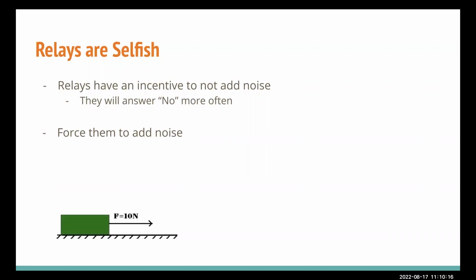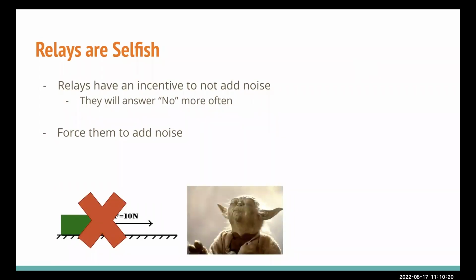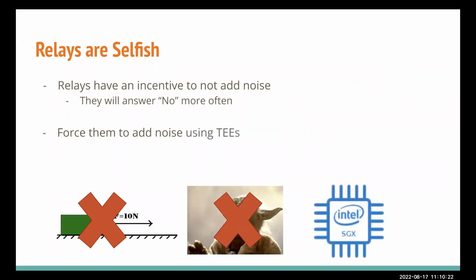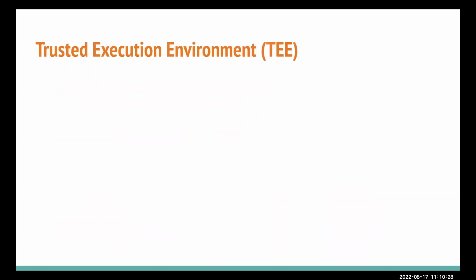And when I say force, this is not that force and not that force, but this is that force. Trusted execution environments. So let's talk about that. Perfect. What are trusted execution environments?